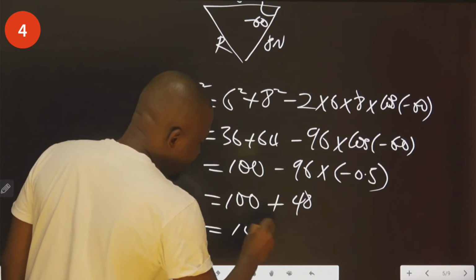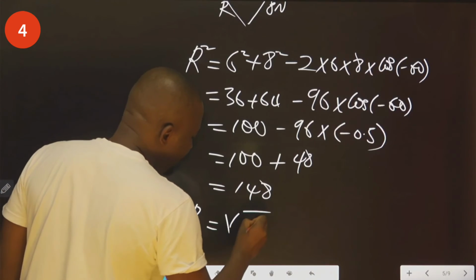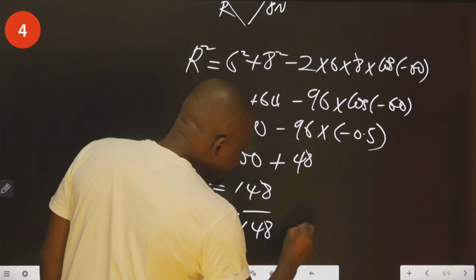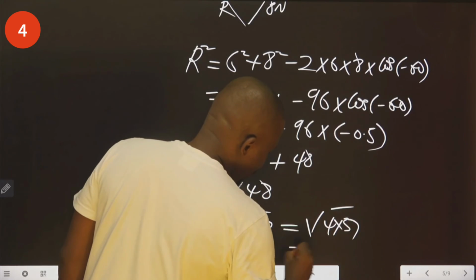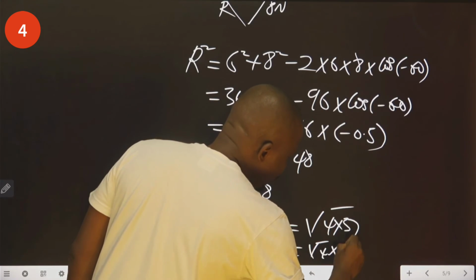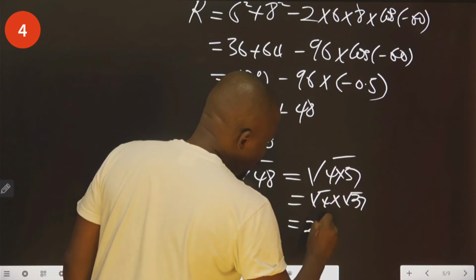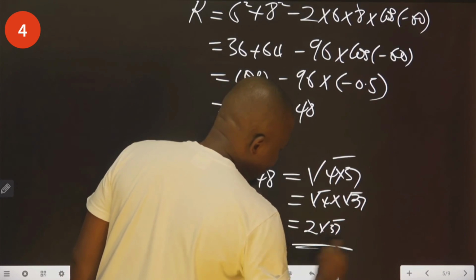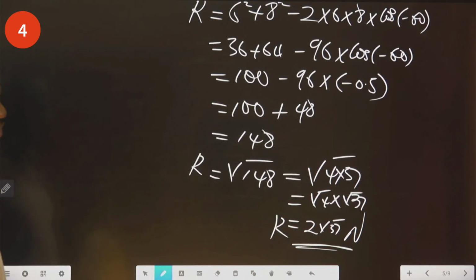This is 148. R, therefore, is the square root of 148. You agree with me that this will give us the square root of 4 multiplied by 37, which is the square root of 4 multiplied by the square root of 37, which will give us 2 square root of 37 in Newton. That is the value of the resultant.